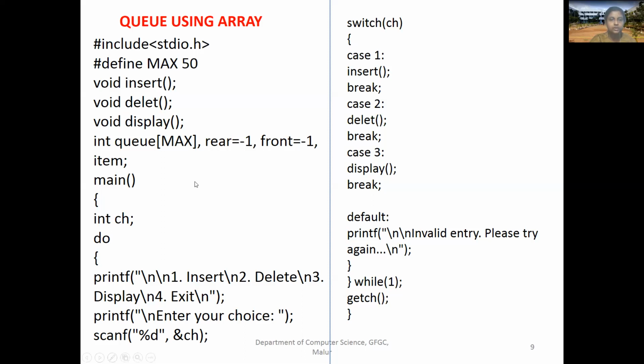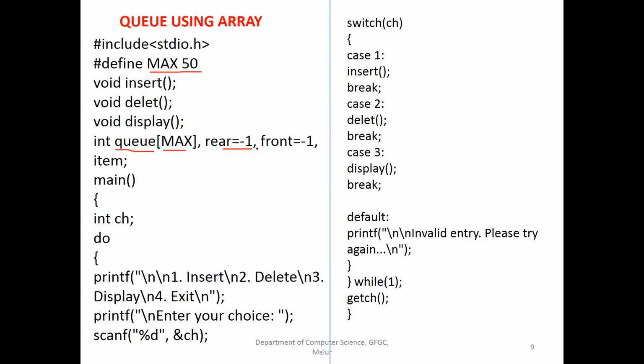To start with this concept, we will see our initial #include declaration is there, and then the maximum size I'm defining as 50, and we are going to use three functions: insert, delete, and display. Then we are going to have an array called queue of maximum size, so 50 will be taken. So the queue size is going to be 50.